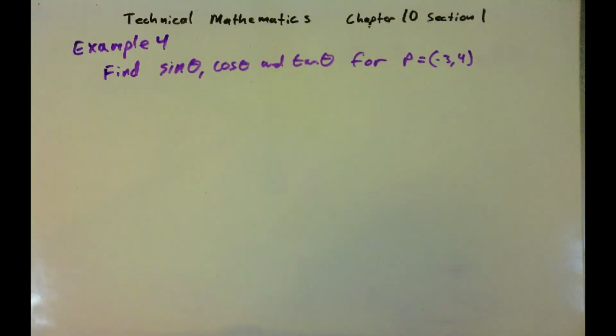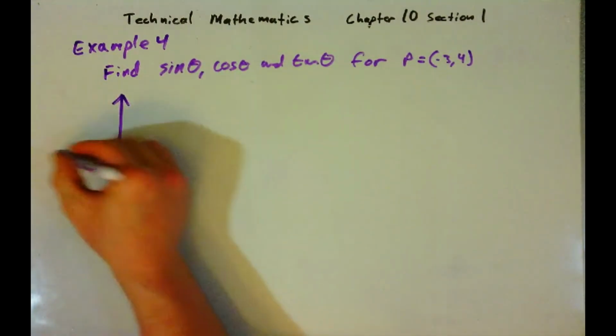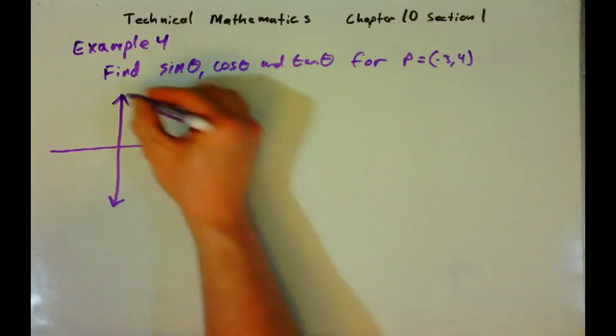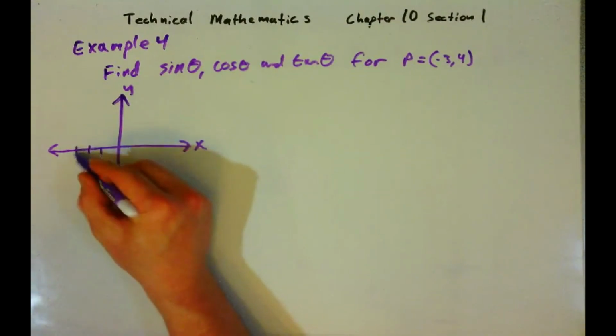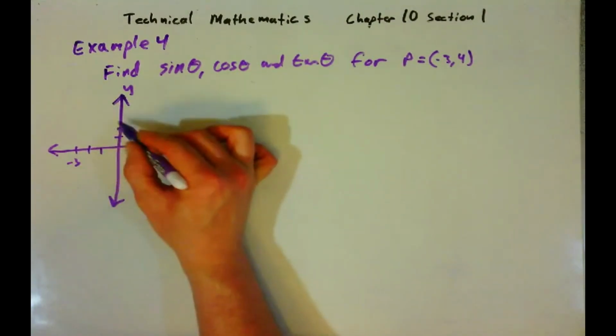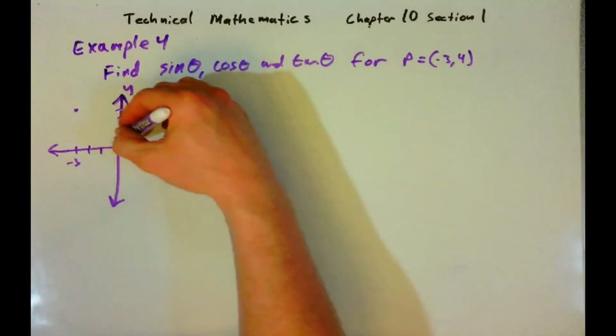This is example 4. It says find the sine, cosine, and tangent of theta for a terminal side that passes through the point -3, 4. And so on a coordinate plane, we have the x and y axes. We have a point -3, 4. -3 is the x value. 4 is the y value up here. And so the point is right here somewhere.